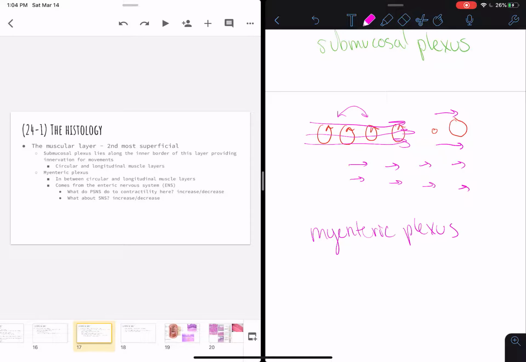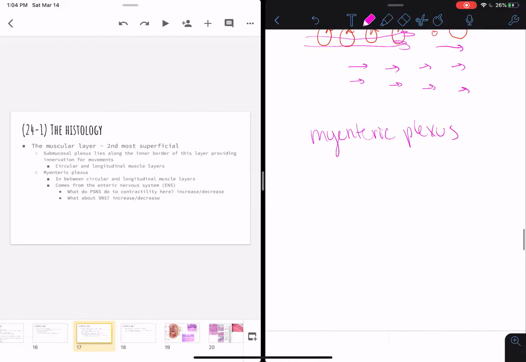The myenteric plexus is important because this is what's engaging in short reflexes. Depending on the amount of distension in the tube or the amount of stretch in the tube, they will respond by initiating more contraction so that we can help move more of the materials down the tube.